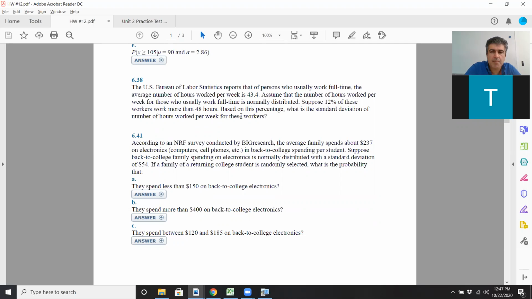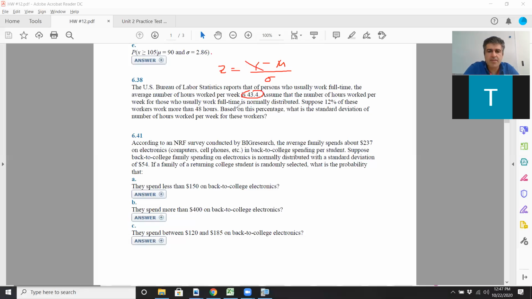We will need the z-score there. So this is a good one, I like this problem a lot. So z equals this, right? And this is x. No, I lied. This is x, 48, minus 43.4, which is the mean. I don't know the standard deviation because it asked for that, and I don't know the z.